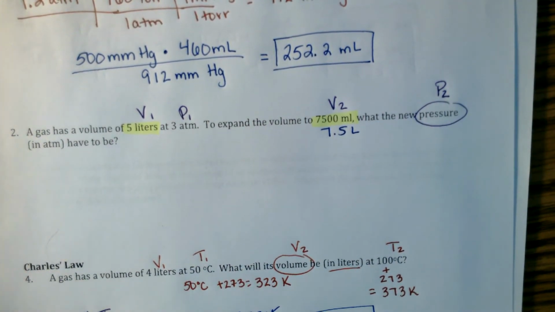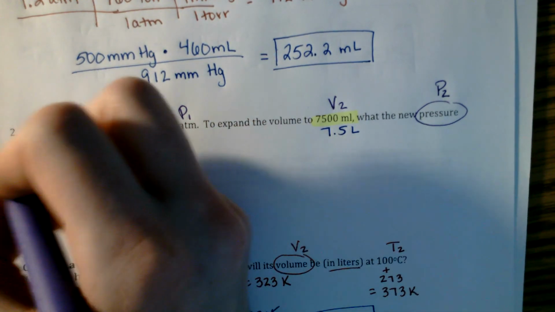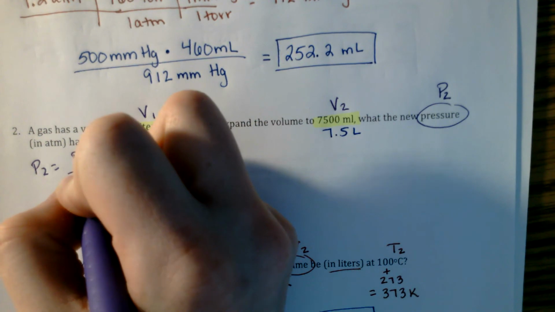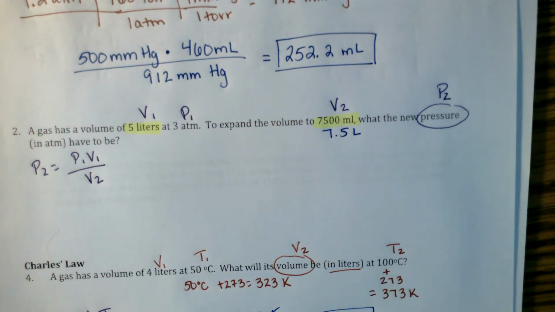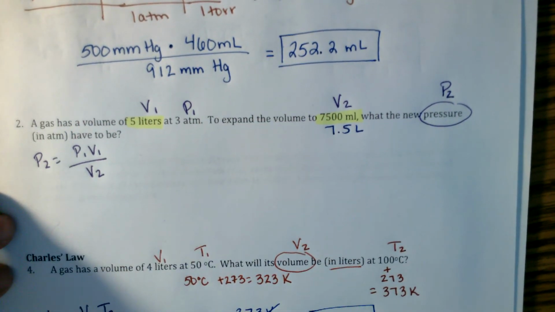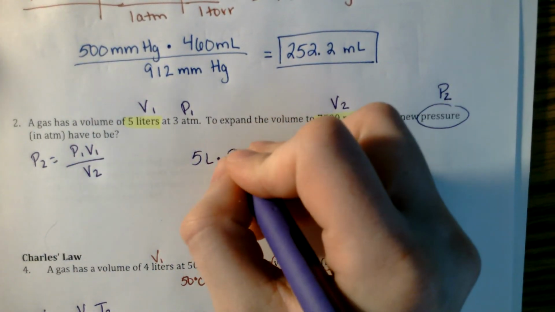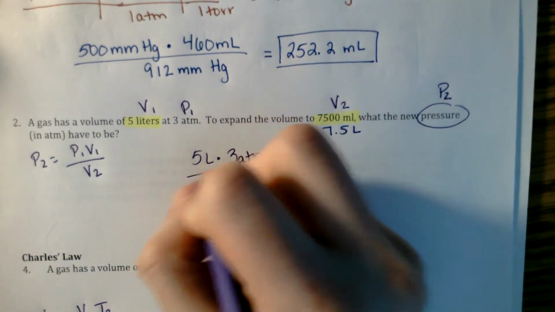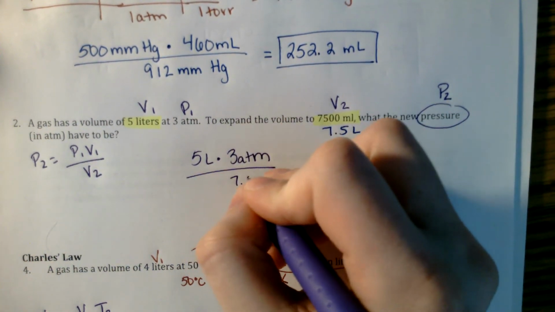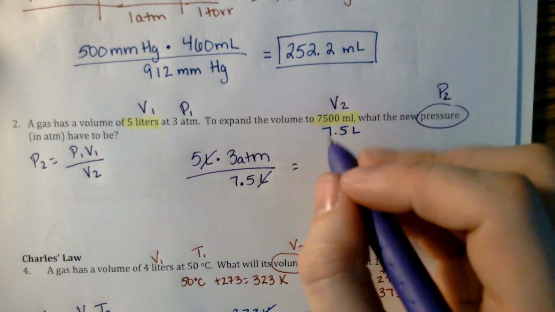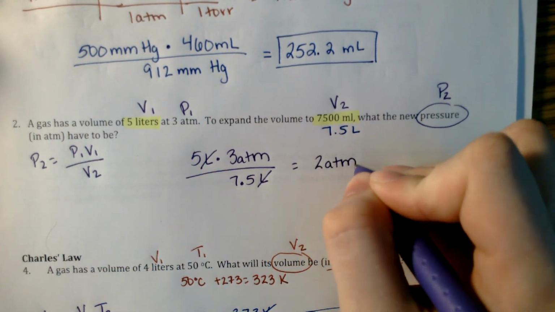The equation that you should have been using for this one is P2 is equal to P1 V1 over V2. So at this point, we're just going to plug and chug. So I've got 5 liters times my 3 atmospheres of pressure divided by 7.5 liters. My unit for liters is going to cancel out, leaving me with 2 ATM.